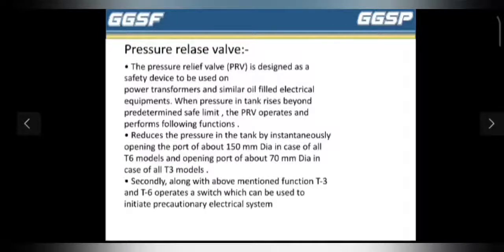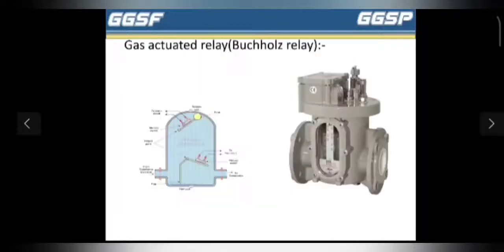It reduces the pressure in tank by instantaneously opening a port of 150 mm diameter in case of T6 models and a port of 70 mm diameter in case of T3 models. Secondly, along with the above mentioned functions, T3 and T6 operate as a switch which can be used to initiate precautionary electrical systems.